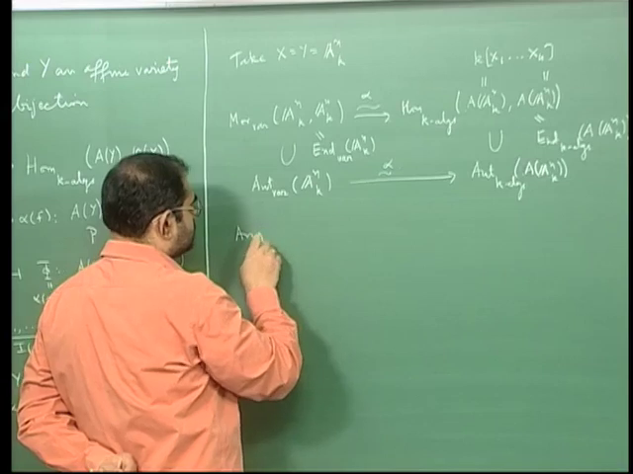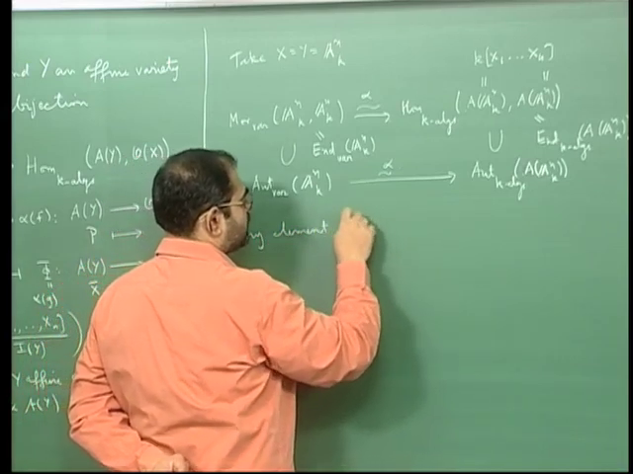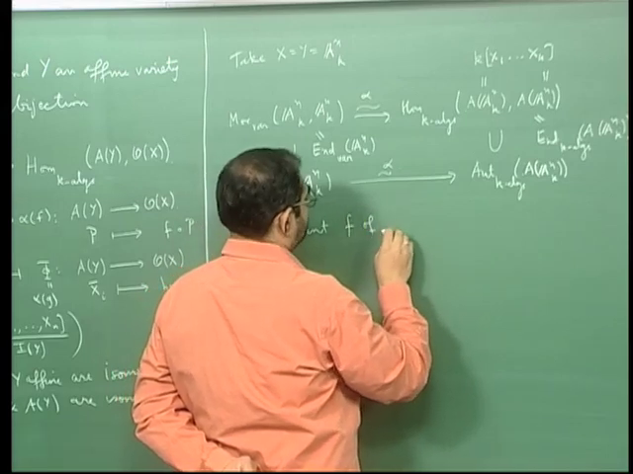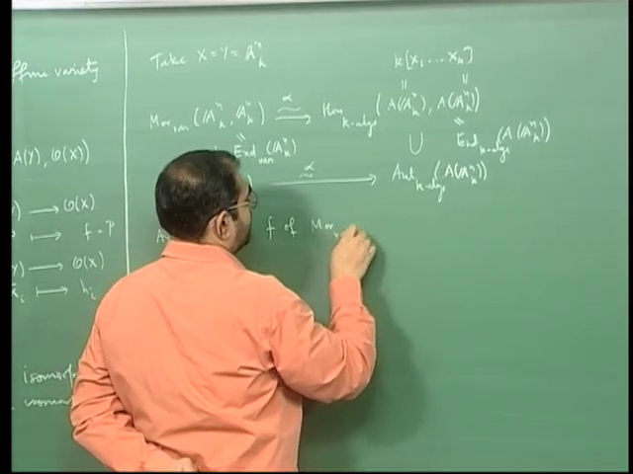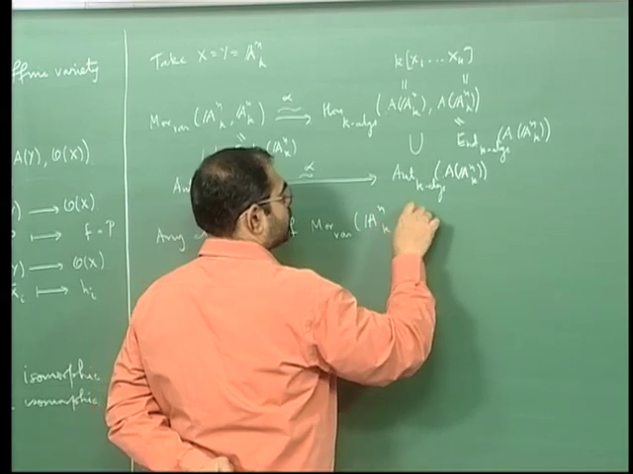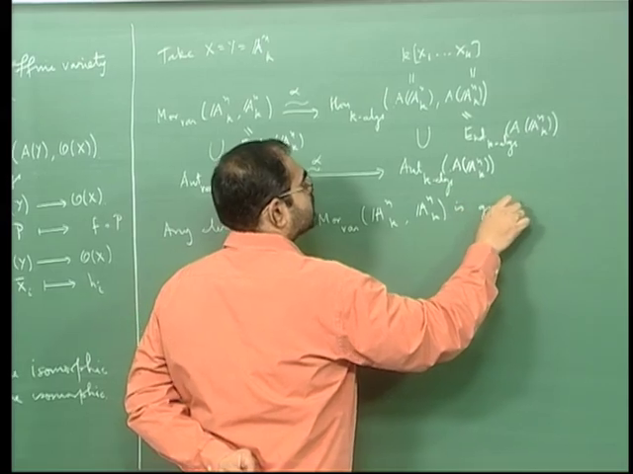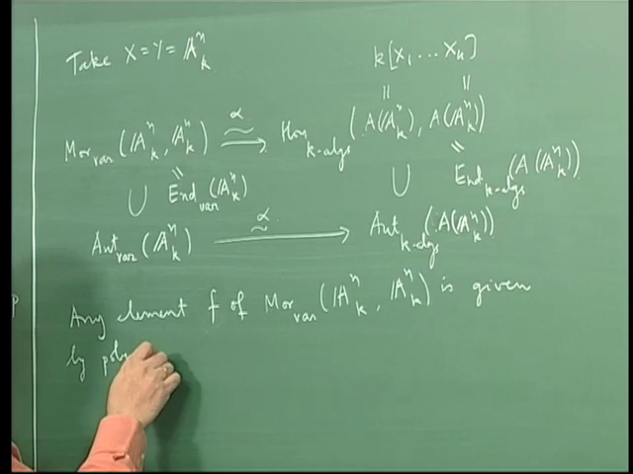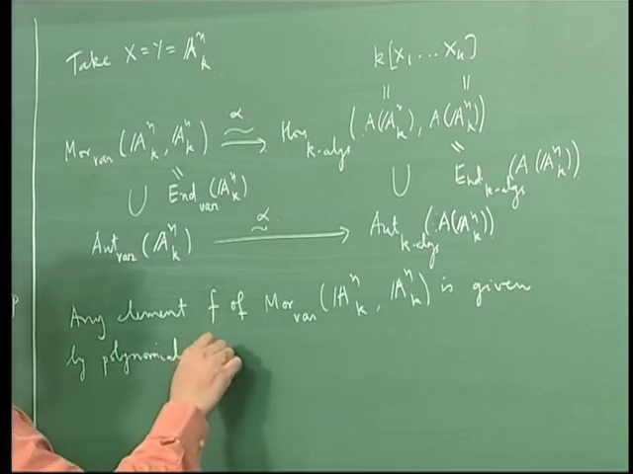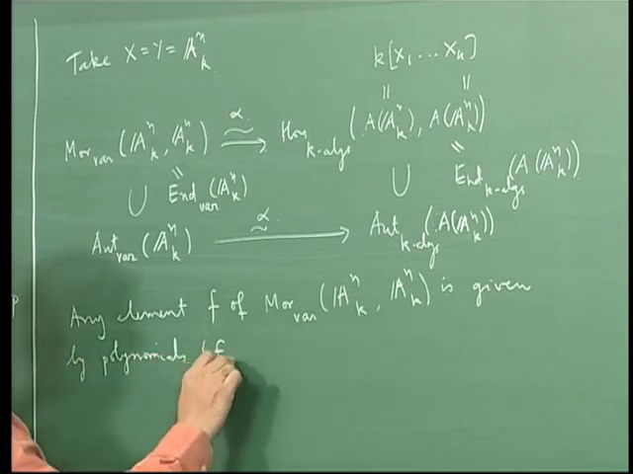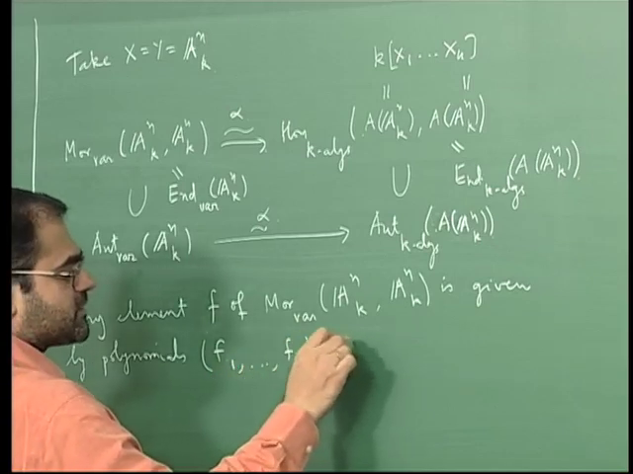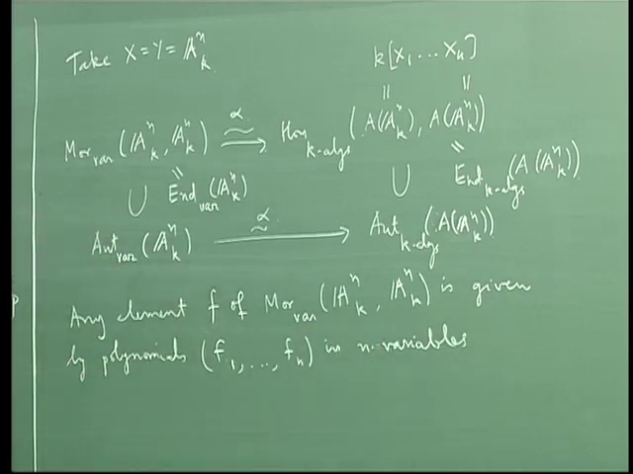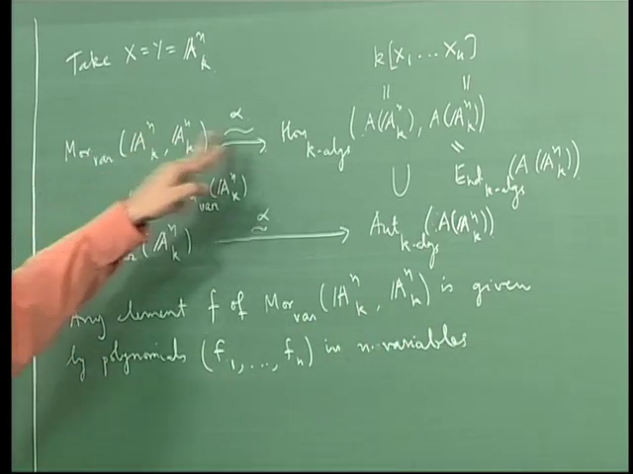Any element f of the morphisms of varieties from A^n to A^n is given by polynomials, so let me write this f1 etc. fn, in n variables. So n polynomials in n variables, that's just because of this bijection.